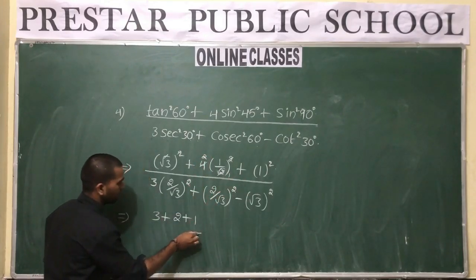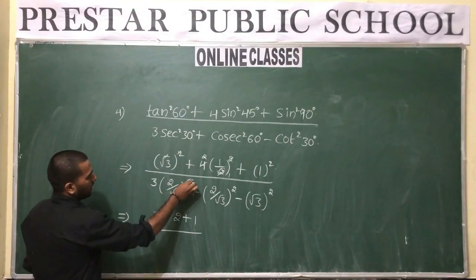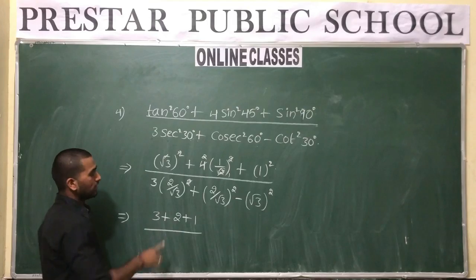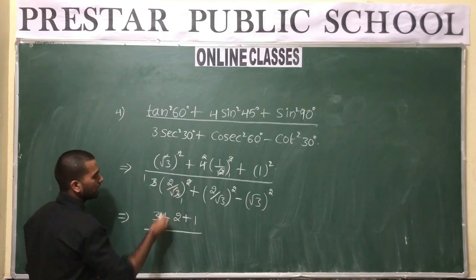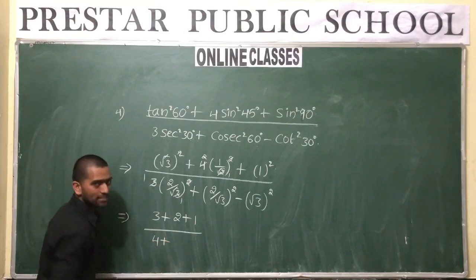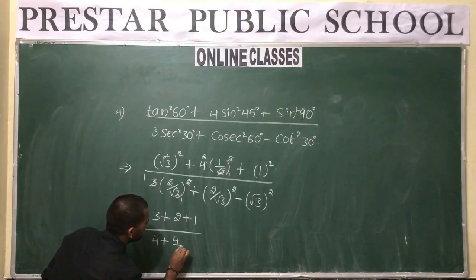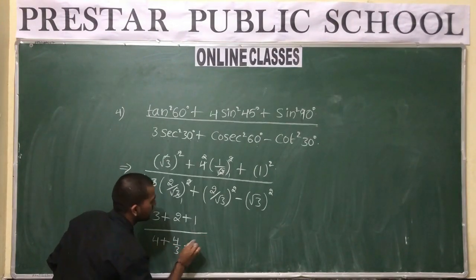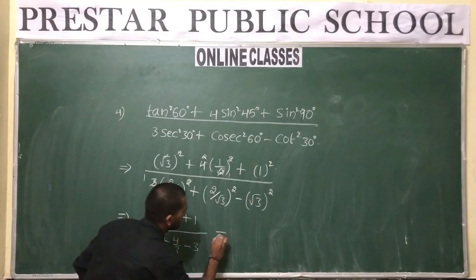Next, 1 divided by, is it here? Next, here the square root gets cancelled. You will remain with 3 here. 3 gets cancelled and 2 square is 4. Just the simplification part. Here also 4 upon 3 minus 3. Okay, again simplify it.